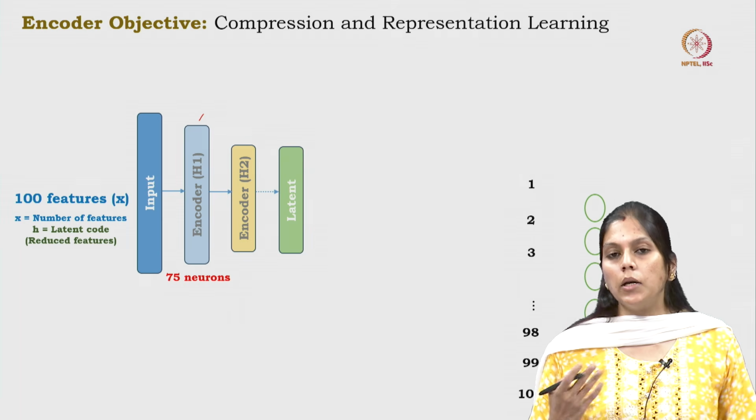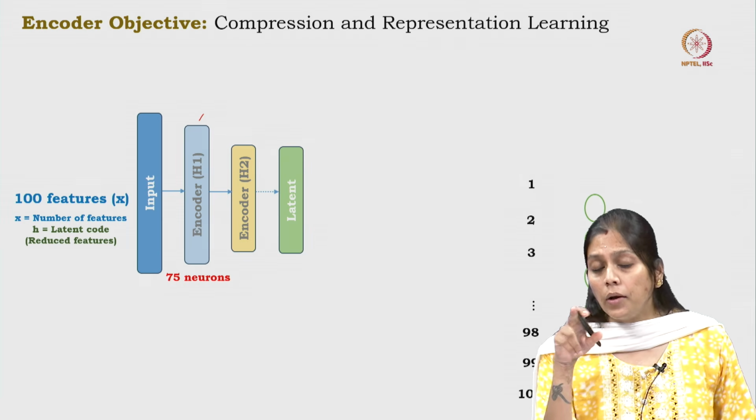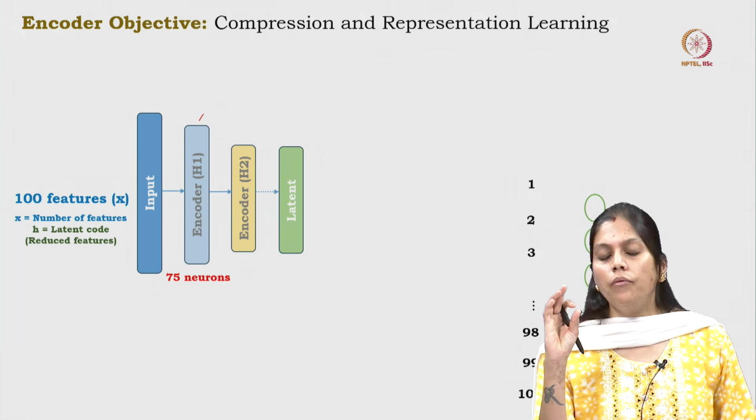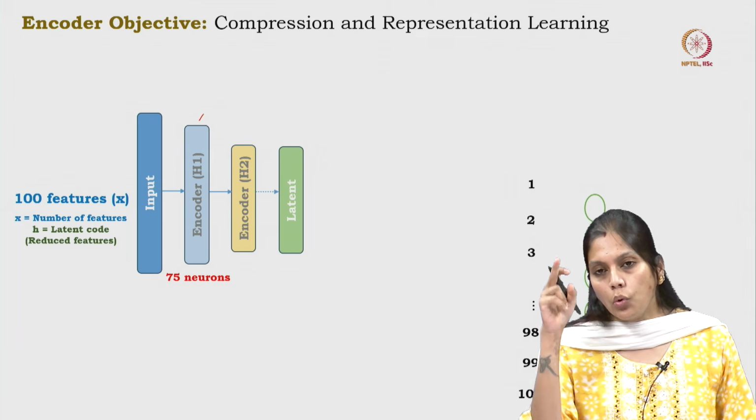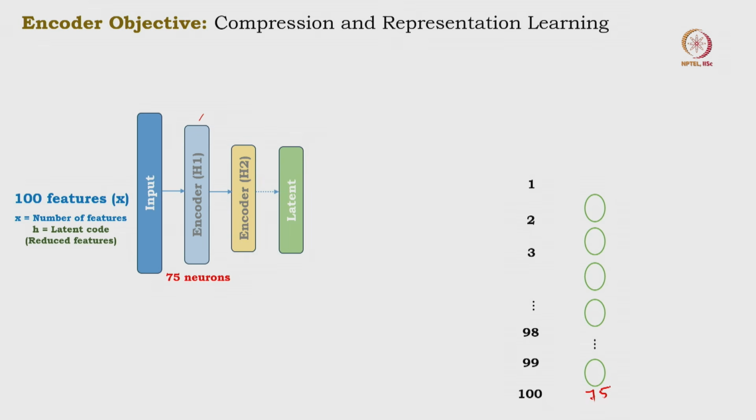Now, how does it work? Since it is a fully connected neural network, every input is passed to every neuron it is connected to. Here, the input is 100 features, and the first hidden layer has 75 neurons. So how will you establish the connection? The first input is connected to all of these neurons, then the second input is connected to all of these, the third input, and so on. Every feature is connected to every neuron at the hidden layer.